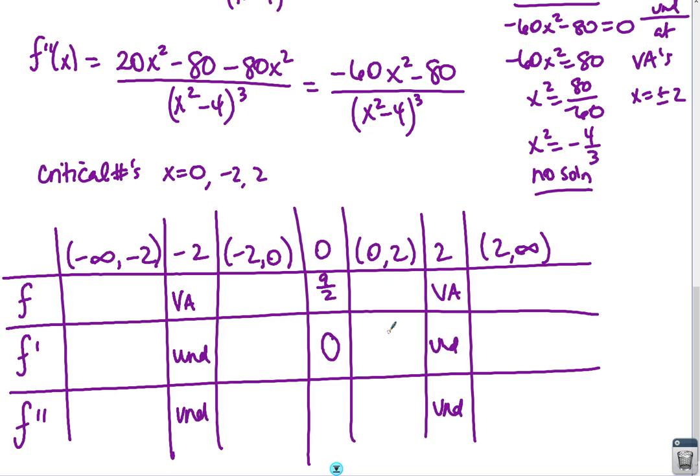My second derivative is closest to me, so let's just go from there. So f double prime, let's look at f double prime at, say, -3. So f double prime of -3. That means I'm going to plug -3 into my second derivative here.